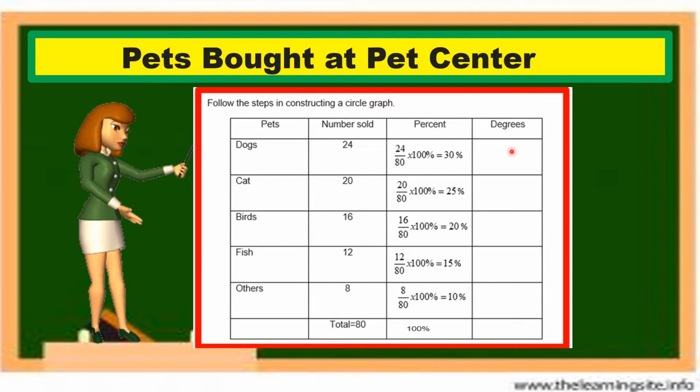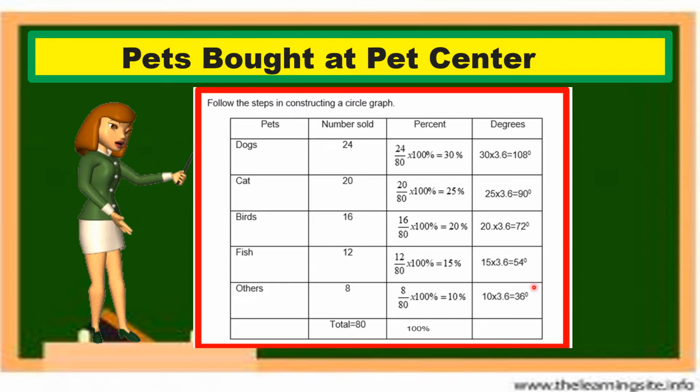Now we need to find the degrees. We need to multiply the percent by 3.6. 30 times 3.6, that is 180 degrees. 25 times 3.6, that is 90 degrees. 20 times 3.6, that is 72 degrees. 15 times 3.6, that is 54 degrees. 10 times 3.6, that is 36 degrees. Then we find the sum of all the degrees. That is equal to 360 degrees.